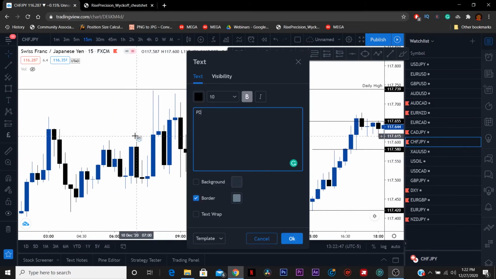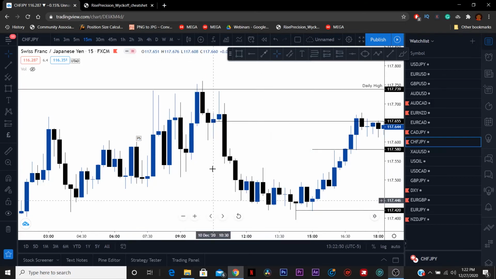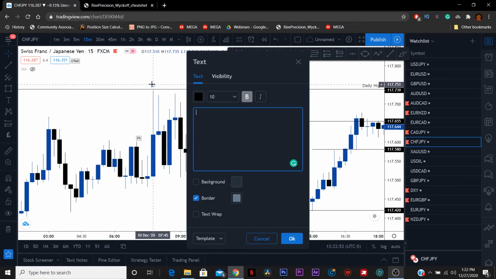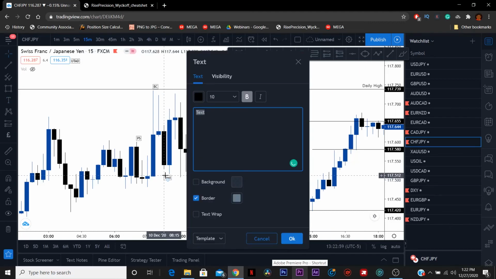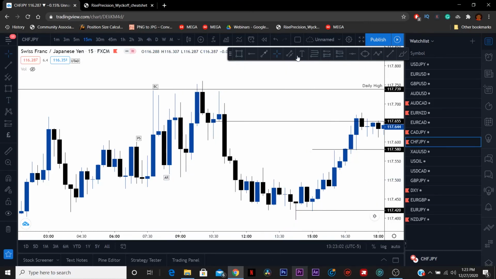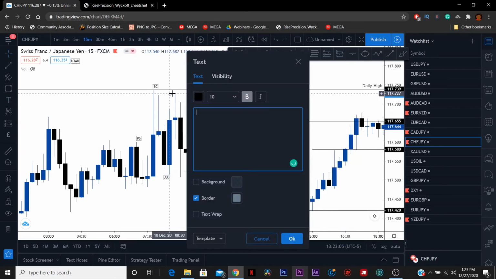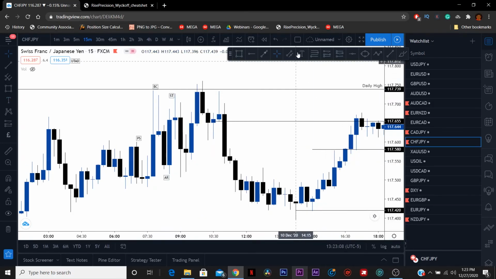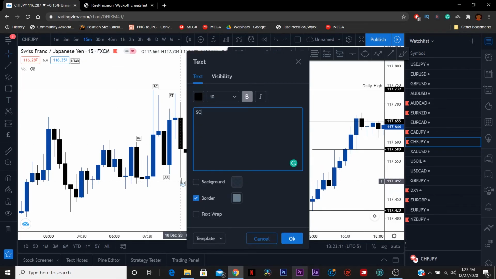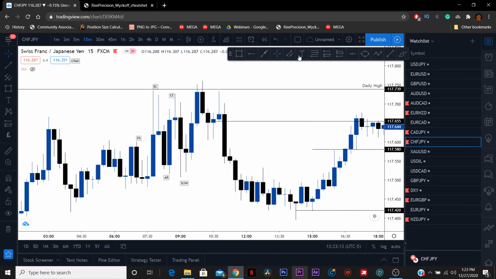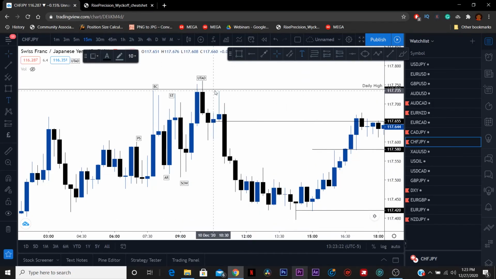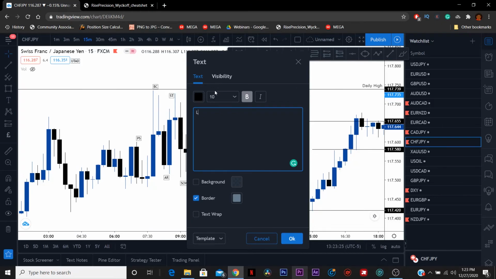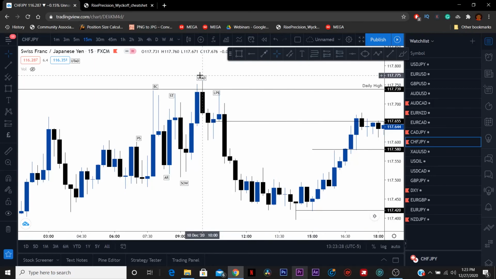We have our preliminary supply, buying climax, automatic rally right here. This is our secondary test. We have a sign of weakness. We have our upthrust in phase B. So this would represent the second distribution schematic. Last point of supply here. Oh, I'm tripping. I put UTAD. Last point of supply here. Let me change this.